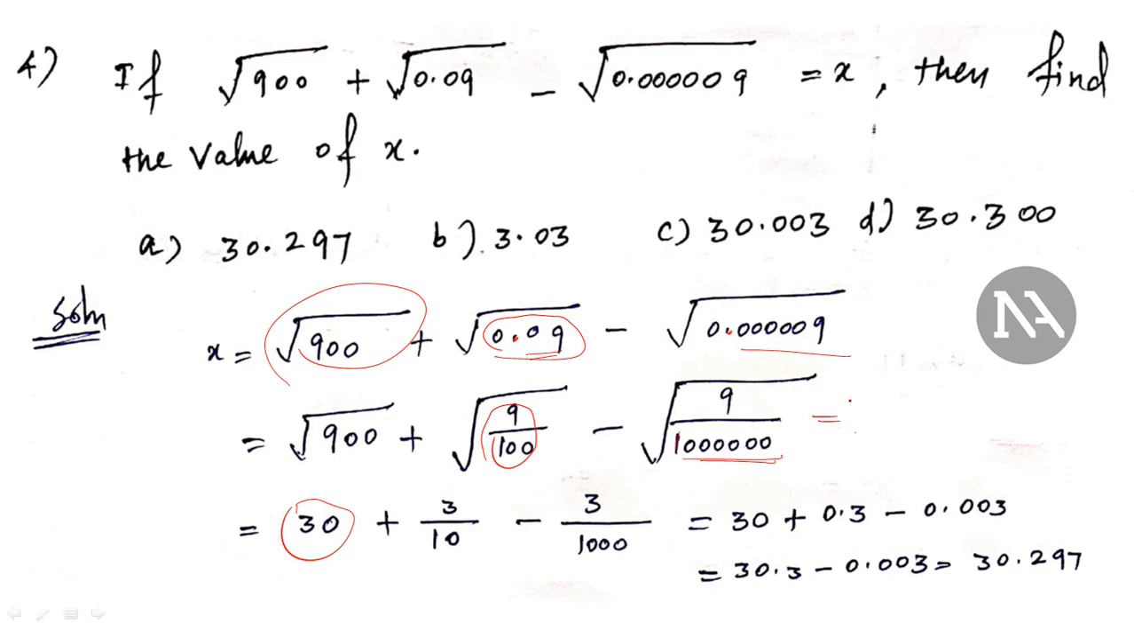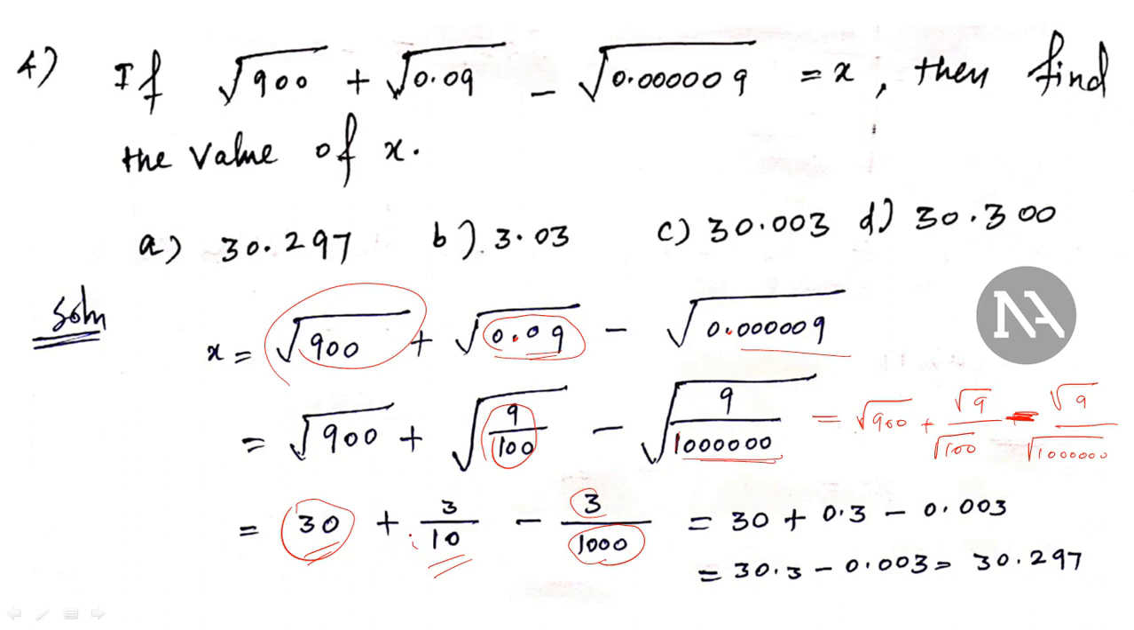Here I can modify like this: root 900 plus root 9 divided by root 100 minus root 9 divided by root 10 lakh. It is 10 lakh, right? If you take the root of 900, that will give you 30. Then root of 9 is 3. Then root of 100 is 10. Root of 9 again 3. Root of 10 lakh is 1000.